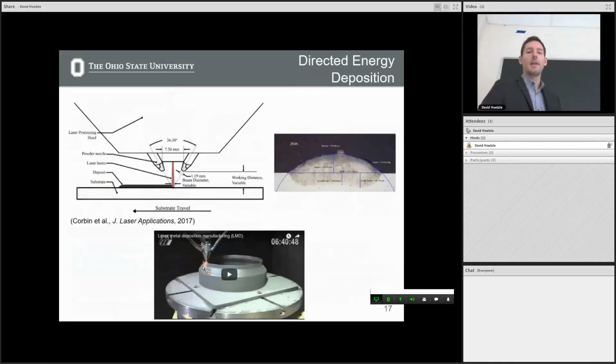Directed energy deposition. This is one of the processes we'll be talking about a lot because it has some really interesting heat transfer problems associated with it. This is, again, a powder process, but you don't have a powder bed anymore.